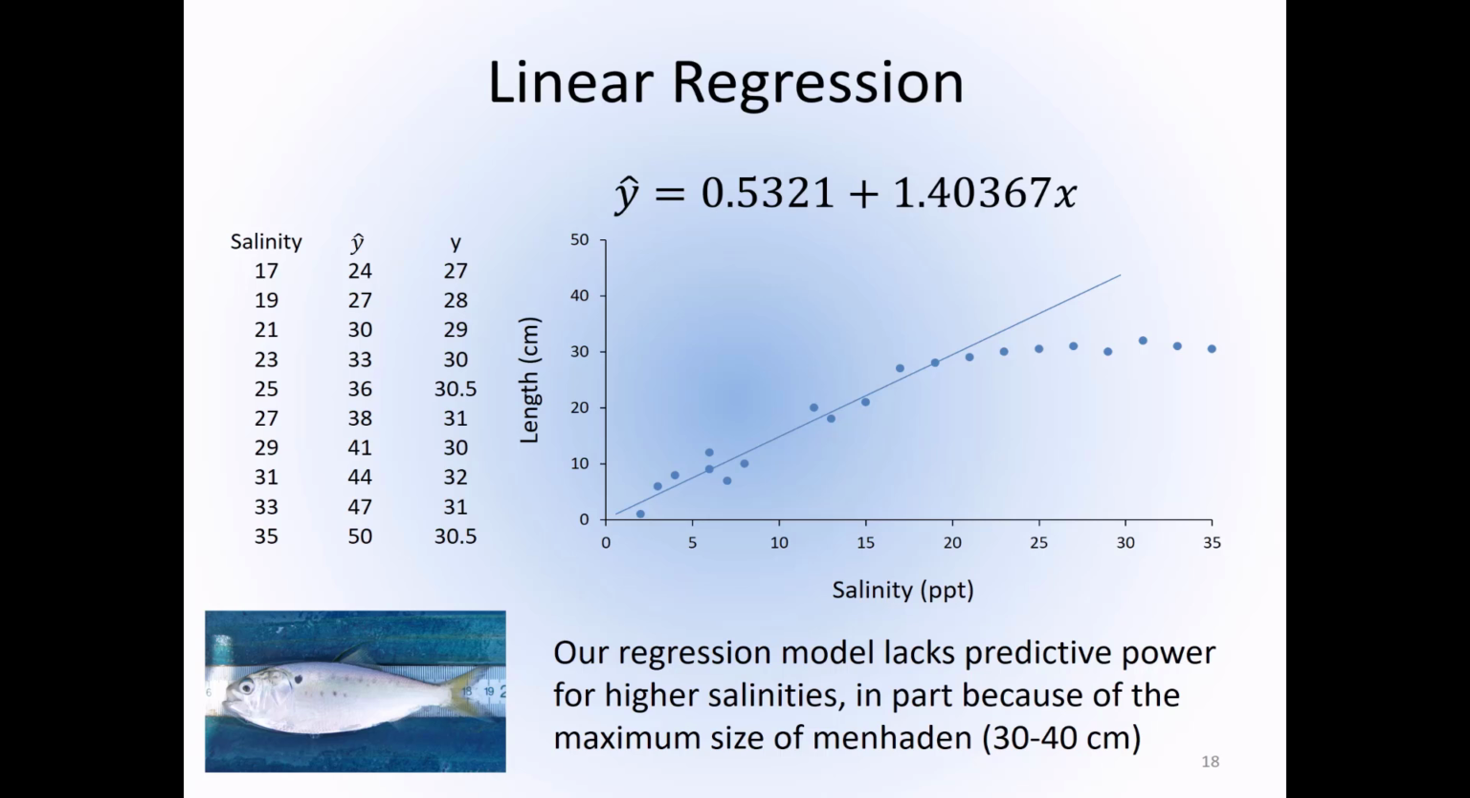Here we know that animals, including fish, often reach a relative maximum length based on their life history. These fish only reach 30 to 40 centimeters in length during their lifespan. So what we see here is that many of our predictions for higher salinities are quite high, and the reason they don't fit our actual data is because the fish don't grow that large.